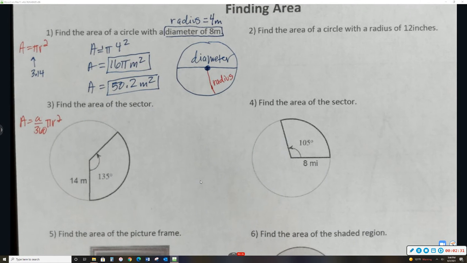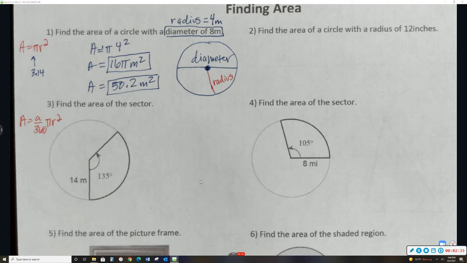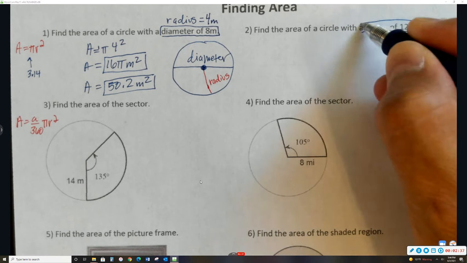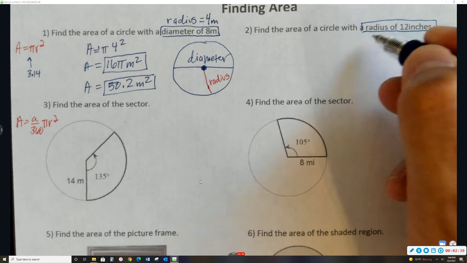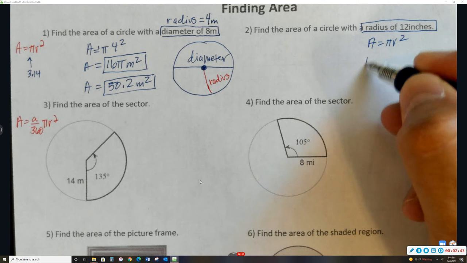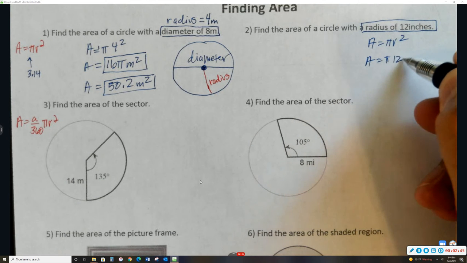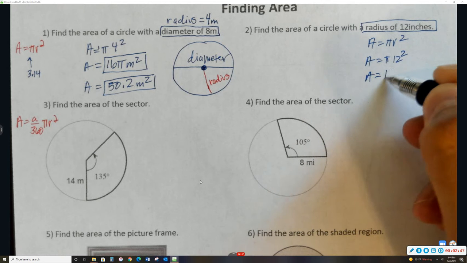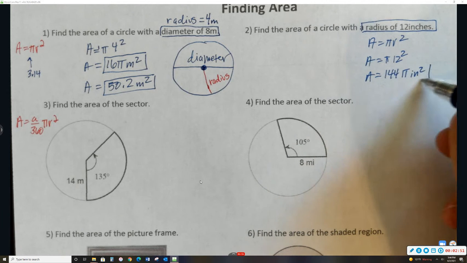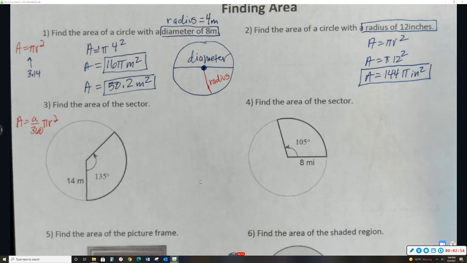Number 2, same idea. Find the area of a circle with a radius of 12 inches. So here they do give us the radius. They tell us the radius is 12 inches, so I'm going to go ahead and put 12 in for the radius. Pi 12 squared. 12 squared is 144 pi. And the units is inches. So again, that's my exact answer.